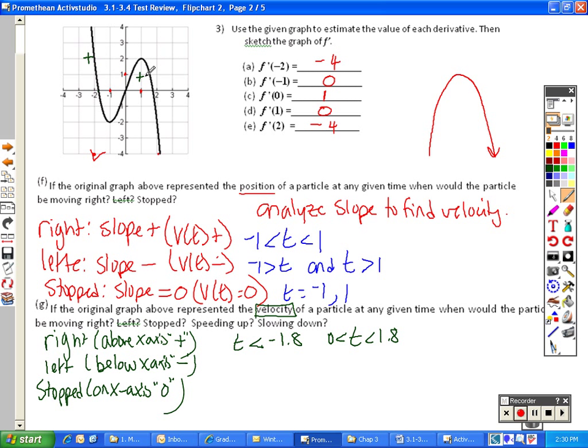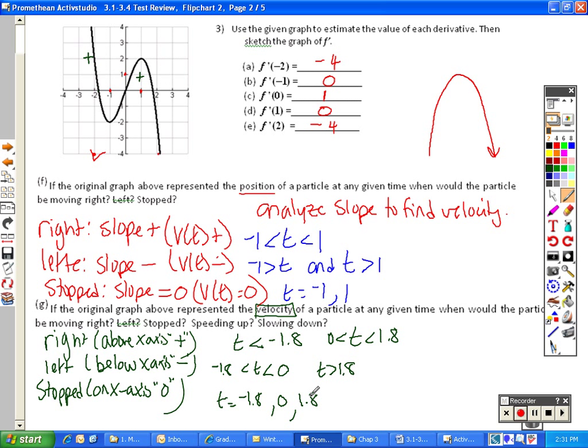All right, when is it below the x-axis? Well, that's going to be all those other times that I've mentioned. So that's going to be between negative 1.8 and 0, and from 1.8 onwards, so for t bigger than 1.8. All right, when does it stop, meaning when is it on the x-axis? Well, that would be at these times in between. So that would be t equals negative 1.8. It's on the x-axis, 0, and then again at 1.8.